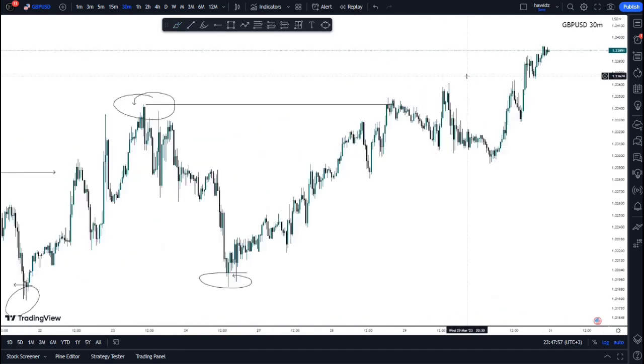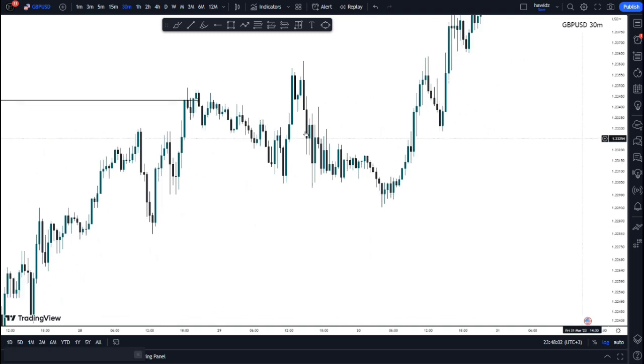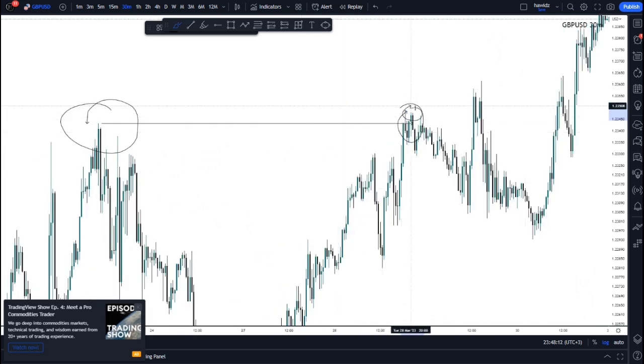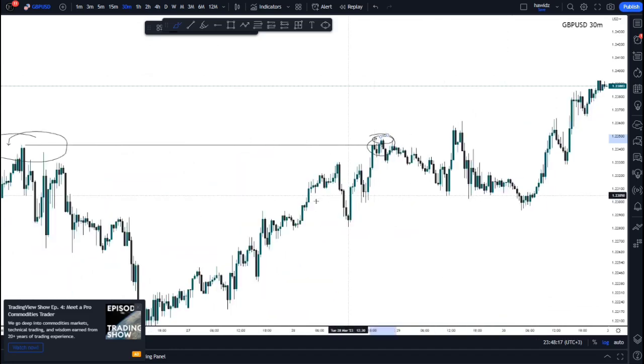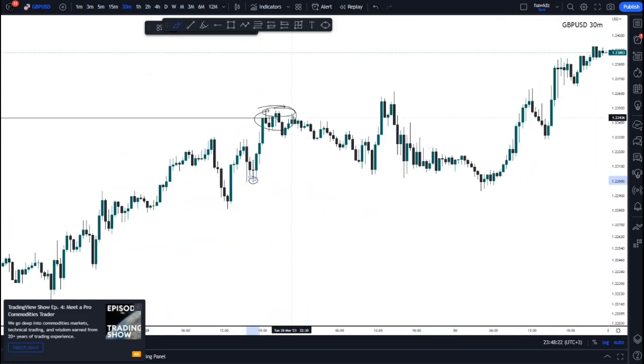Now, as you can see, if we zoom in, this break of structure right here occurred at this body here. You can clearly see that the body of a candle breaks this structure. So this was the newly formed high, which came from this low right here, of course. So this is the low that formed that high there, right?